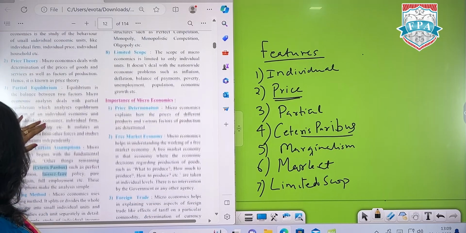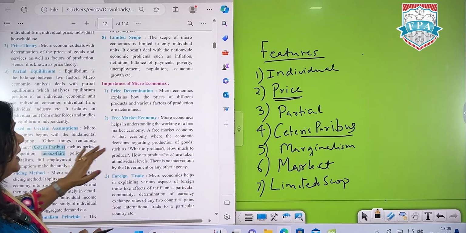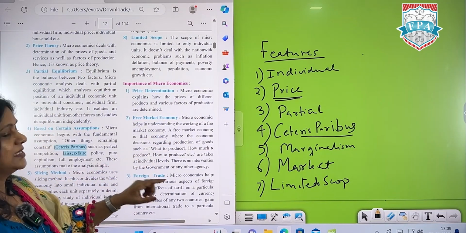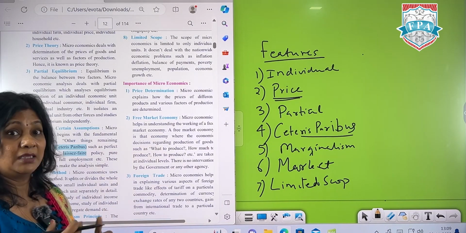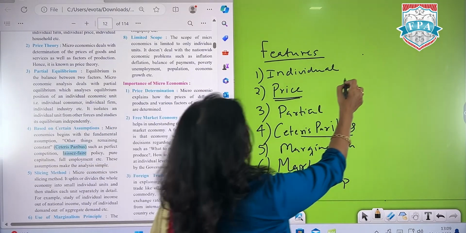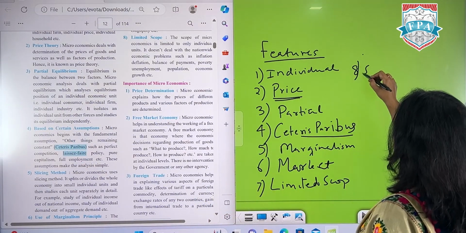So if we actually look at the features of microeconomics, there are 8 features which are mentioned, but I have only written 7 features. What is the one feature I haven't told you, which I wanted to tell you later? That is slicing theory.